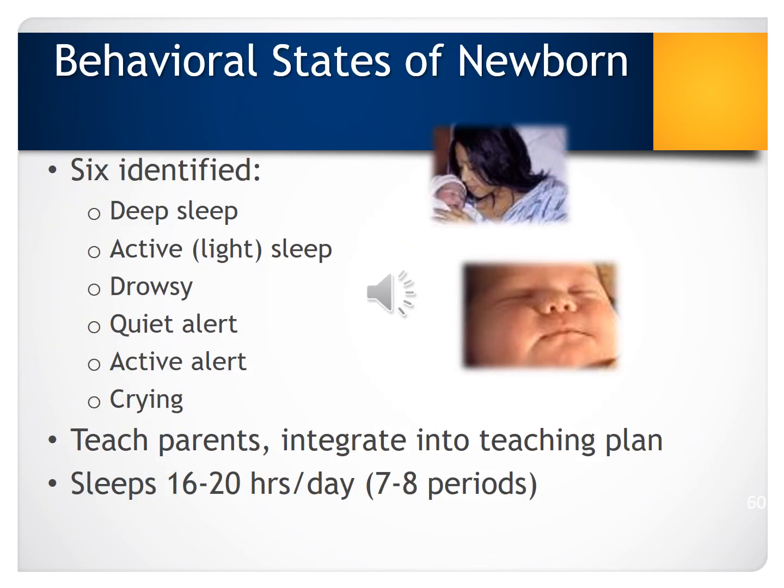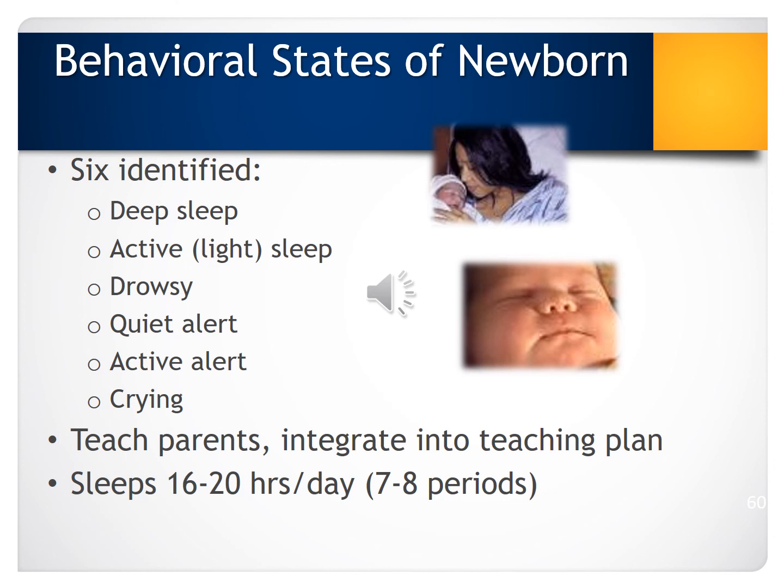There are several behavioral states of a newborn that, again, are important for parents to know, and that discussion can happen when you're doing your newborn assessment and teaching, knowing that babies have at least 6 behavioral states. They can be in a deep sleep, in active light sleep, where they are asleep but easily aroused, or they can be drowsy, where you see them nodding off.